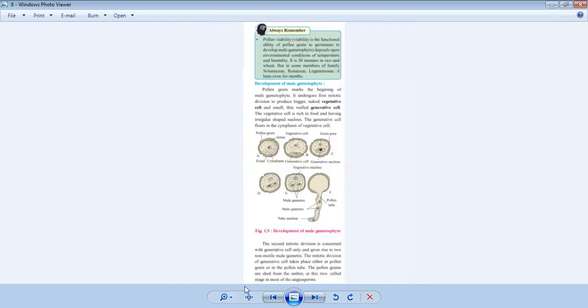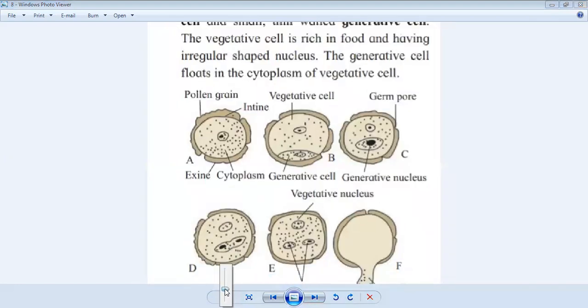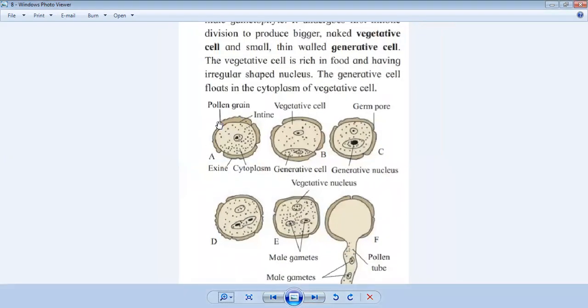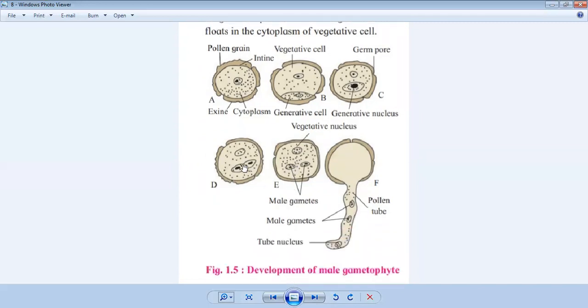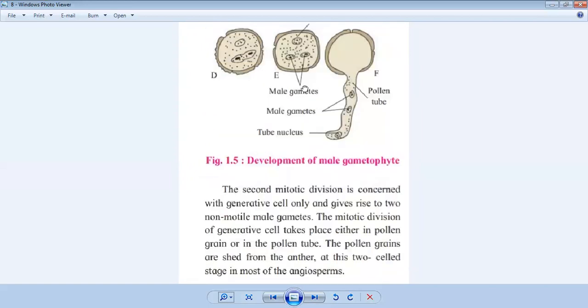So this is the structure of pollen grain and the development of male gametophyte, which we discussed in the previous lecture. This is the structure of pollen grain, which consists of exine, intine, cytoplasm, then nucleus. It is divided into two cells, the vegetative cell and the generative cell. Again, there is production of germ pore. Then the process of cell division, karyokinesis and cytokinesis, is carried out, and there is development of two non-motile male gametes. Then there is formation of the pollen tube. The pollen tube along with the structure of pollen grain, this complete structure, is called the male gametophyte.